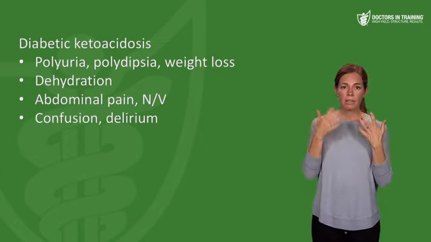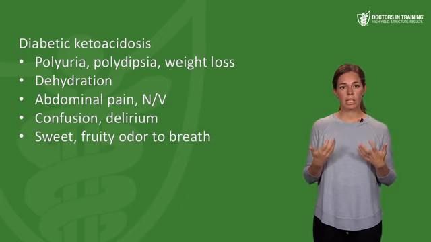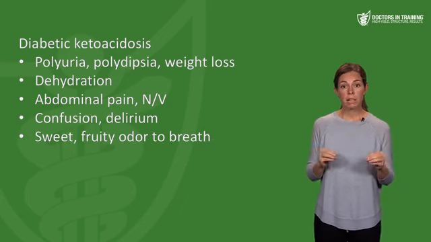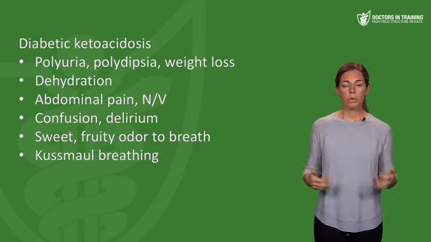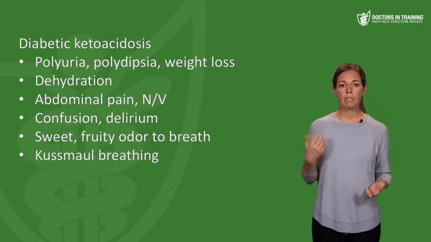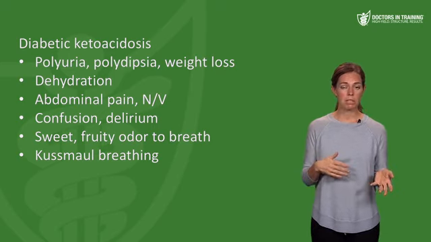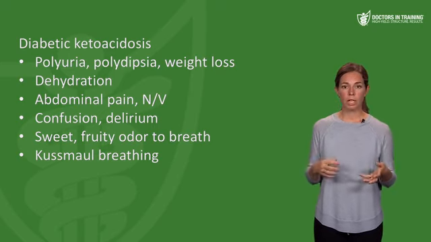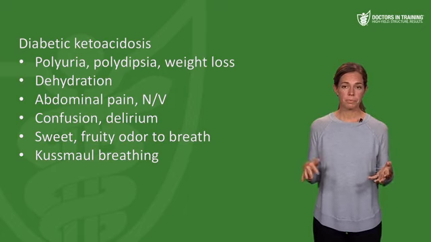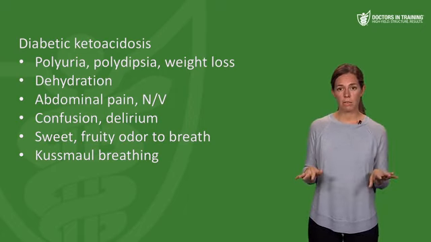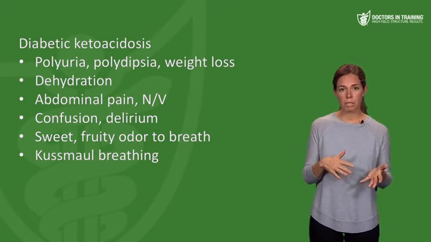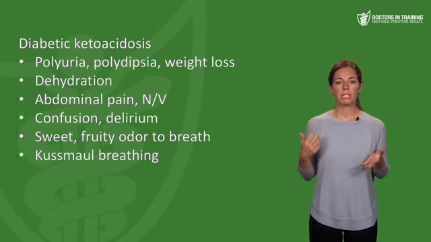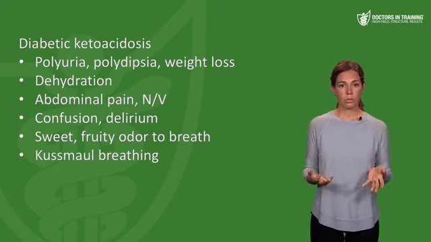DKA causes the breath to have a sweet, fruity odor due to the ketones in the breath. And speaking of the breath, another sign of severe acidosis is called Kussmaul breathing, which is deep, labored breathing. It's often fairly rapid, but it can be slow. But the importance is that it's regular, deep, and labored. And it's the body's way of trying to compensate for the metabolic acidosis using the respiratory system to blow off carbon dioxide. So they're breathing very deeply, and now they're working hard to do it.